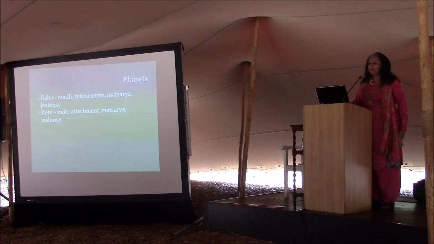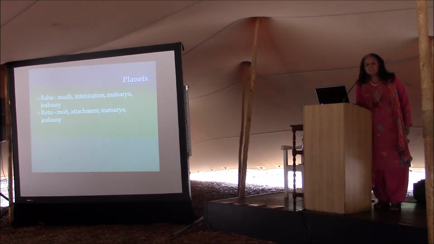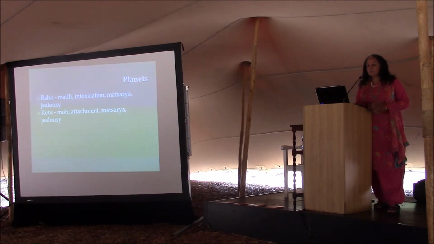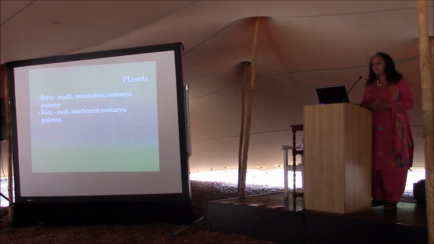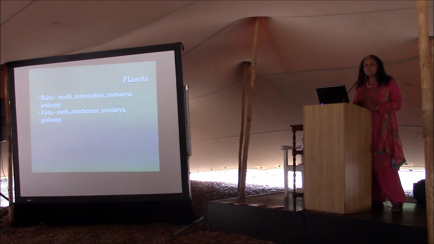Rahu is Madh, intoxication, and Matsarya, which is jealousy. Ketu is attachment, because in order to transcend, we have to let go of our attachment, in order to move onto the next level of any spiritual development. So Ketu brings the self-realization, but he first gives you the attachment because he's holding us through our past lives, through our subconscious. So he's holding us back. So in order to let go of the attachment, we have to study Ketu.